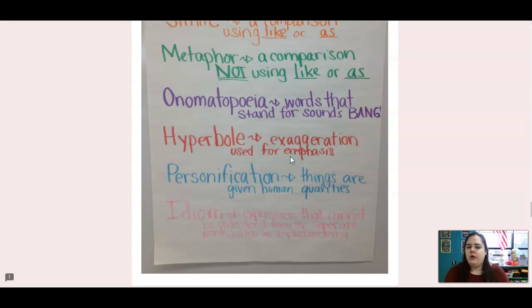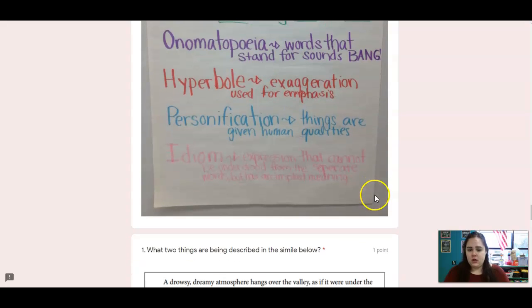So if you're really, really hungry, you might say, I am so hungry I could eat a horse. You're not going to actually eat a horse. That's an exaggeration, but it helps you understand that you're really, really, really hungry. And then we have personification, which are things that are given human qualities. So if we make animals, objects, anything that is not a human, when we give it those human characteristics, we call that personification. So making animals talk, making trees wave, that's all personification.